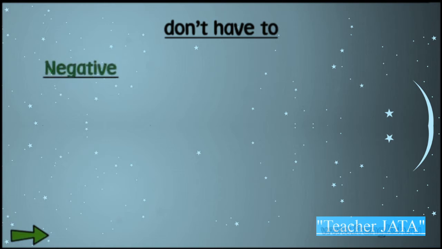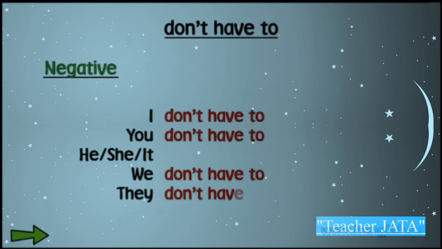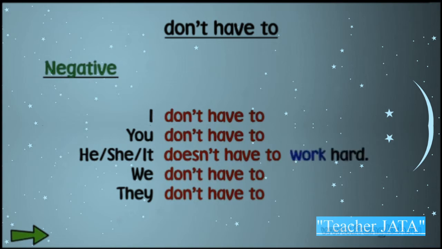We form negative sentences with have to, like this. We use don't have to with I, you, we and they. We use doesn't have to with he, she and it. We use the infinitive after don't have to and doesn't have to.